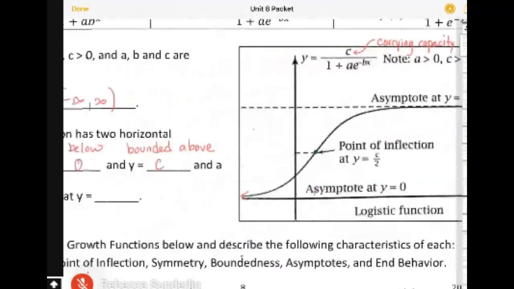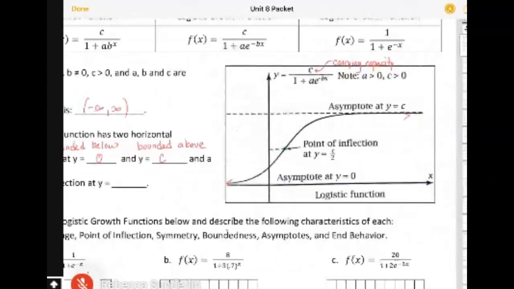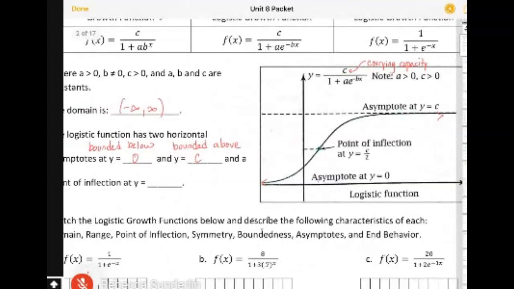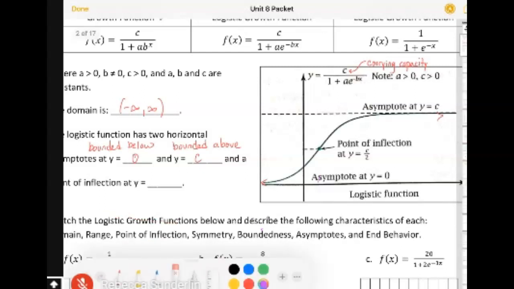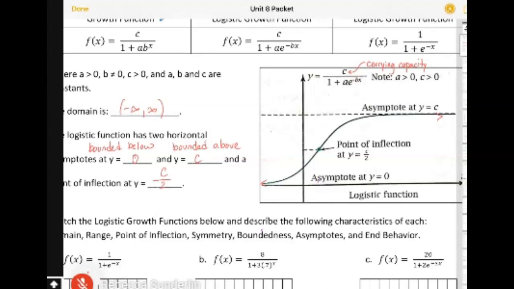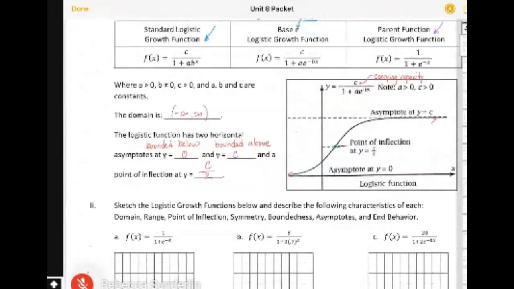And then also in the center of this graph is our point of inflection. It's like our change in direction. You can kind of think of it as where it has the center of its swirl, of its S shape. And that point of inflection can always be found by taking your carrying capacity and dividing it by 2. So if our carrying capacity had been 200, we would have had a point of inflection at 100.